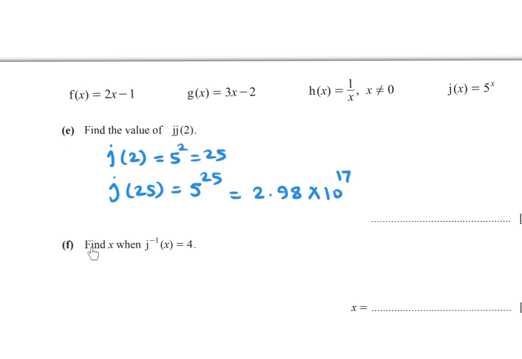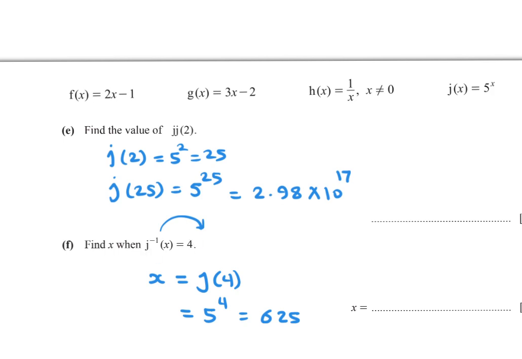Now for F, find x when j negative 1 of x is 4. We cannot find the inverse for this function in our syllabus. So how to solve this equation? It equals j of 4. To find x, transpose j negative 1 to the other side to be j. So this will be j(4), which means 5 power 4, 625. So if we have the inverse in one side, we can transpose to the other side as j.